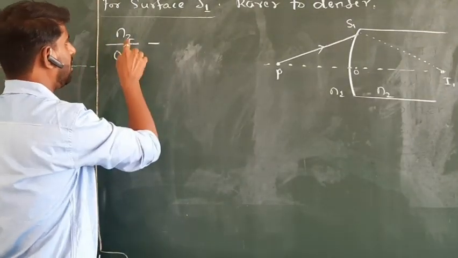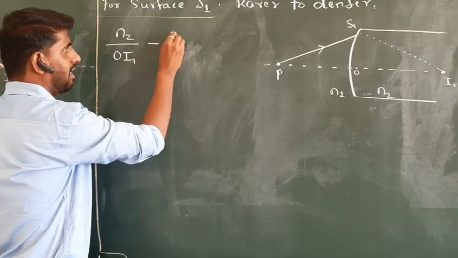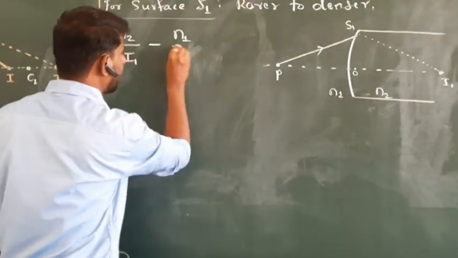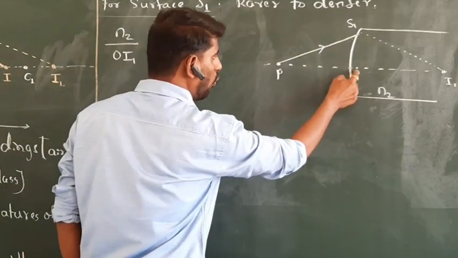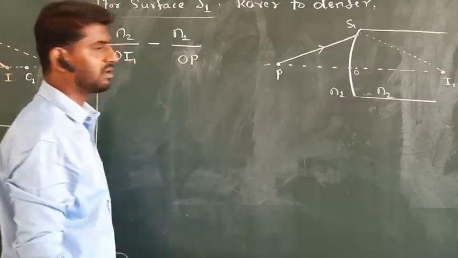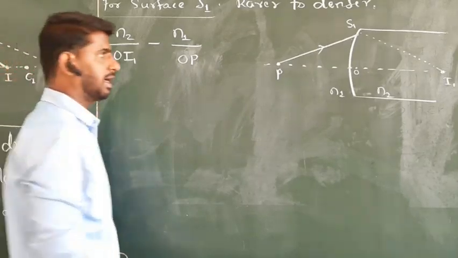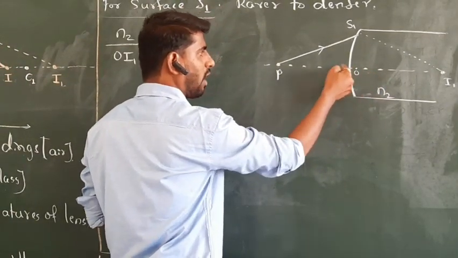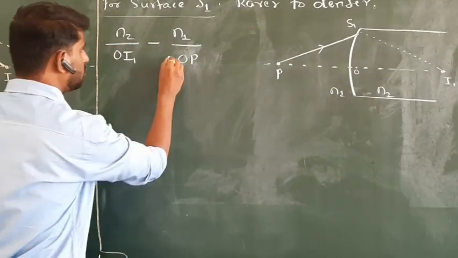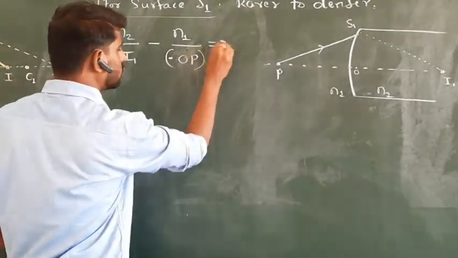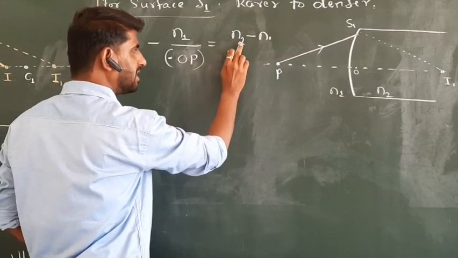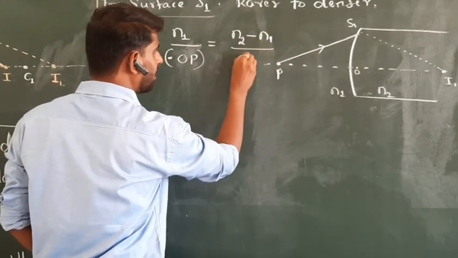And the standard formula: refractive index of image space divided by image distance, minus refractive index of object space. Where is the object? It is in the air medium, and we took it as N1, divided by object distance. I measure it from O, the optic center, to P, OP. Is it positive or negative? It should be negative, because our direction of measurement is like this, from O to P, but the incident ray is in this direction. So our measurement direction is opposite to the incident ray, so we take it as negative. Equal to N2 minus N1 divided by radius of curvature.